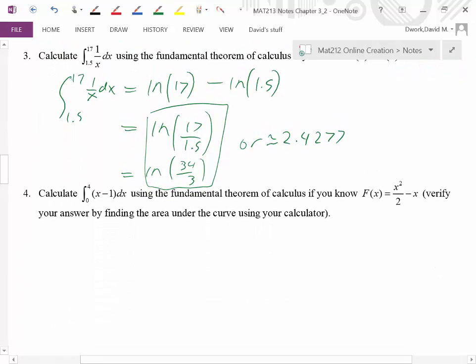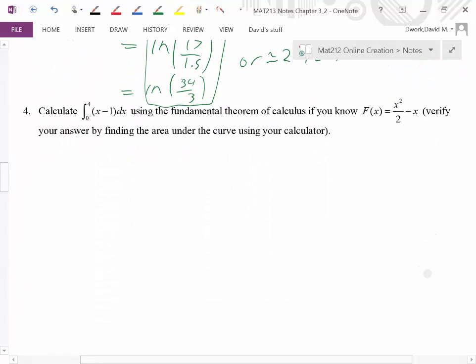Okay, and so now let's do another one here. In this problem, we're going to first calculate the integral of this using the fundamental theorem of calculus. And notice we've already given you that capital F. Then I want to do it once in the calculator. Let's just verify our answer by using the calculator to show the area under the curve. Okay, so here we go.